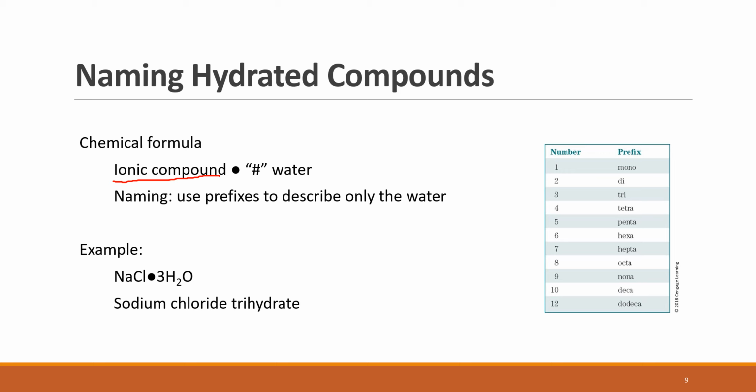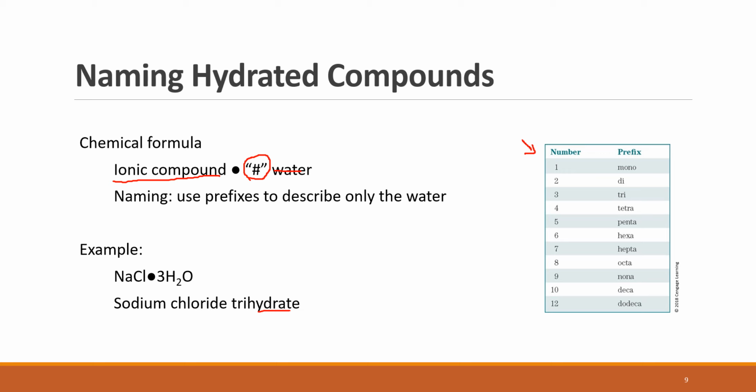The difference now is going to be the water part. So to represent the water portion, we need to use a prefix indicating the number of water molecules that are trapped. So that's why the prefix table is over here to remind us of those prefixes, same prefixes that we used when naming covalent compounds. So we use a prefix for the water molecules, but instead of saying prefix water like mono water or di water, we don't use the term water. Instead, we use the term hydrate, as you can see in the example below, hydrate.